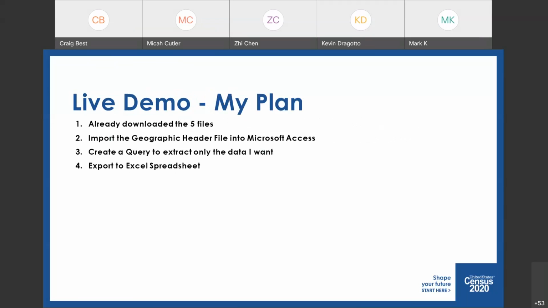Okay, so my plan here for this live demo we're going to do for you: I have already downloaded the 5 files that we talked about. I'm going to import the geographic header file into Microsoft Access. I'm going to create a query to extract only the data I want, and then I'll export the results to Excel.